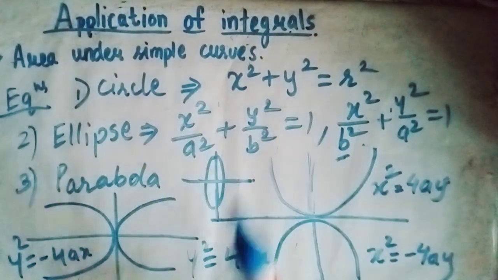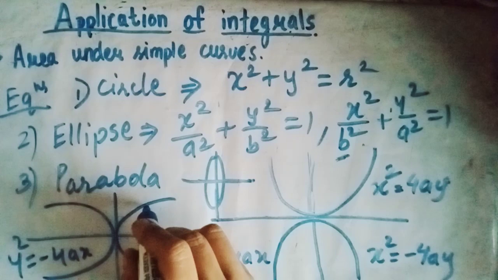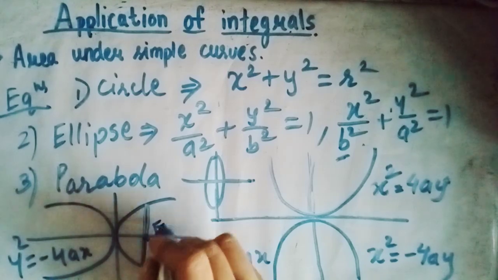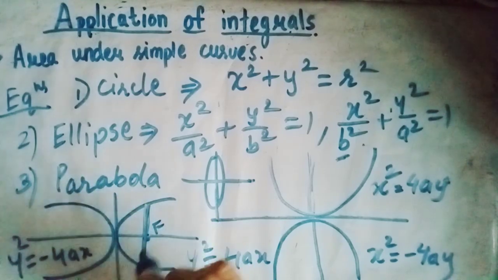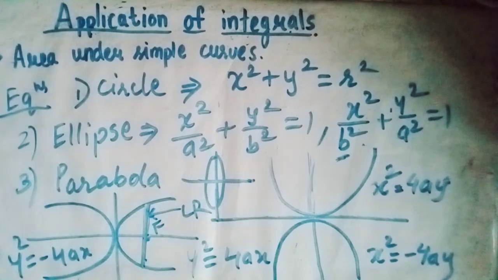So this is circle, ellipse, parabola. About the parabola, we have a latus rectum. This line, which passes through the focus, is called the latus rectum. This you remember.